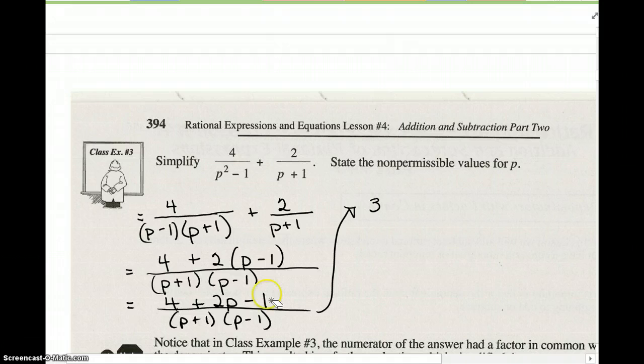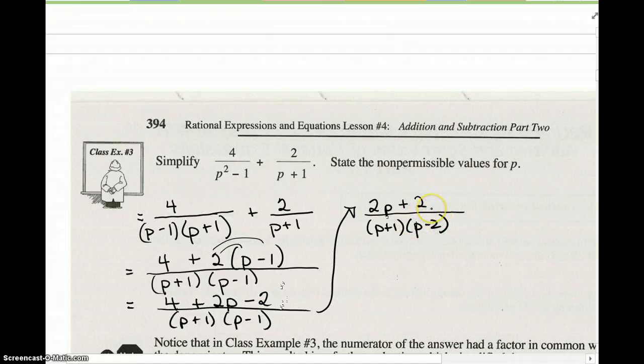Oh, I made a mistake. Let me just go back here. That 2 was supposed to go through the bracket, and I ended up with a negative 2 here. So I don't have a 3. I have a 2p plus 2 all over that very basic denominator.